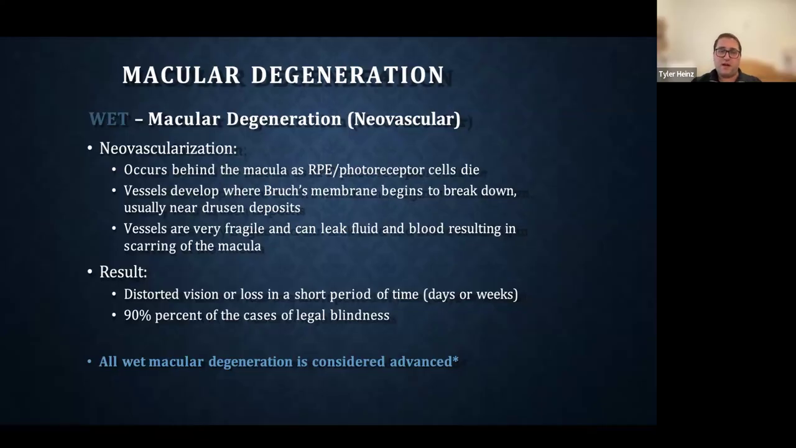Remember that scar tissue in the back of the eye has a tensile strength and can cause retinal detachments. And of course, the buildup of that scar tissue is going to distort the shape of the macula. And like I showed you with the OCT earlier, the distortion of the shape of the macula is what is going to start to cause changes in the vision. So the result of the wet macular degeneration, you're going to have distorted vision or a loss of vision. 90% of these cases are what we call legal blindness. So the legal blindness, 90% of them is because of macular degeneration. All wet macular degeneration is considered advanced.